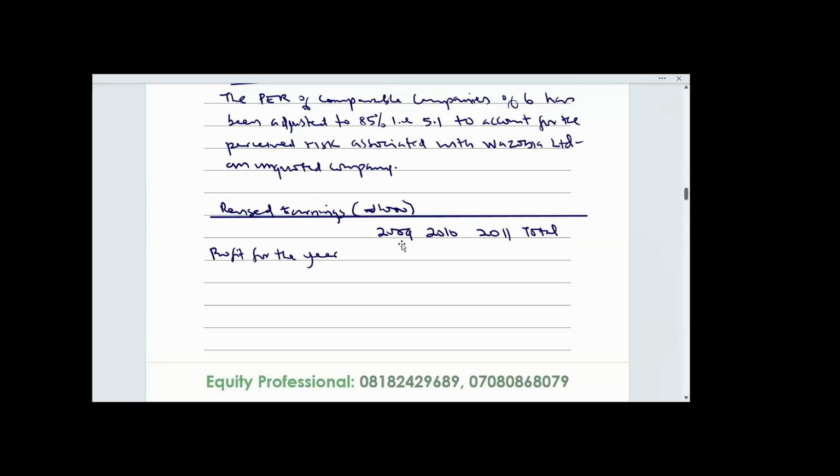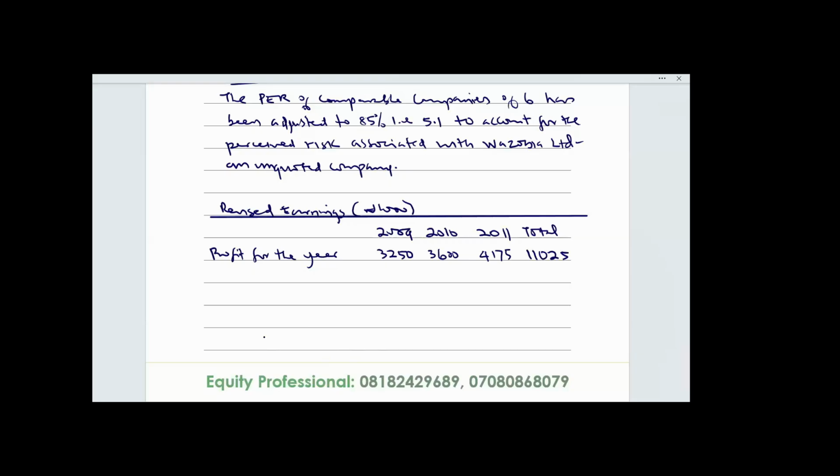So 2009 profit, according to the question, is 3,250, then 3,600, then 4,175. When you add the three together, what do you have? 11,025. So that's the total profit for the 3 years.